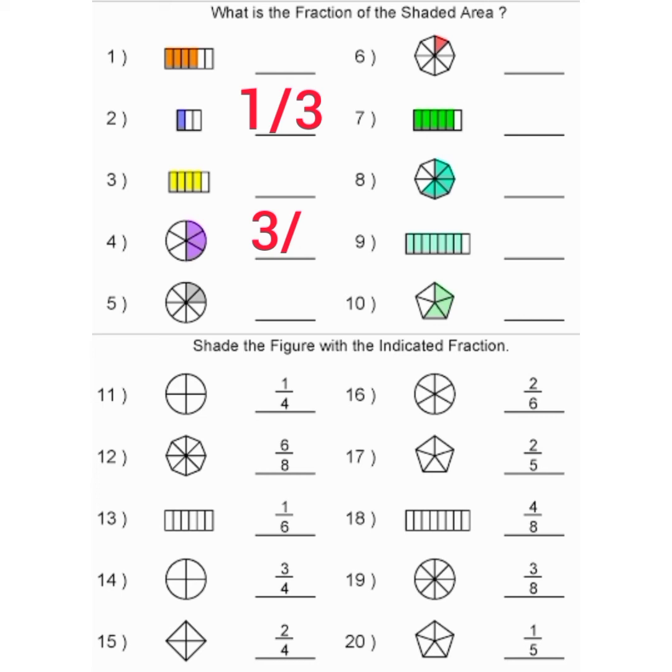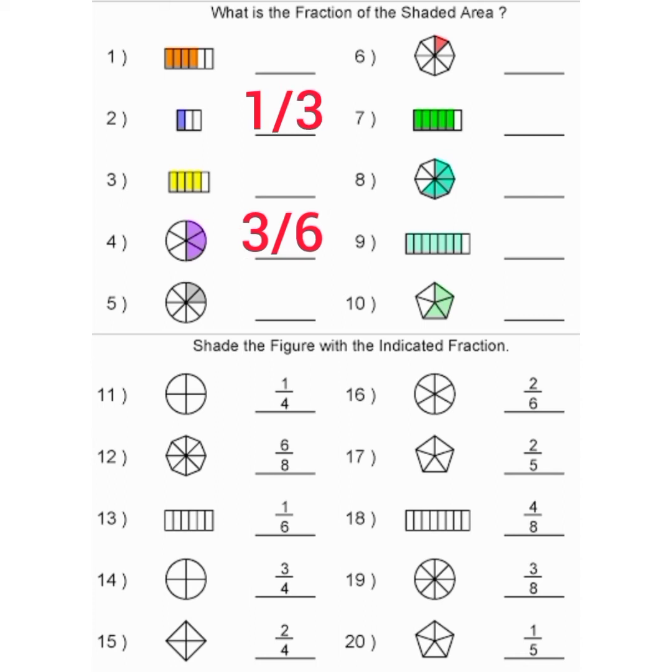And then you're going to write as the denominator how many total parts are there in the circle. And as you can see, there's 6. So the denominator would be 6. So the answer for 4 would be 3 over 6.